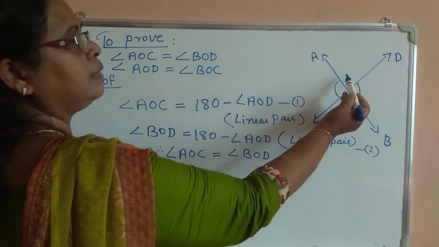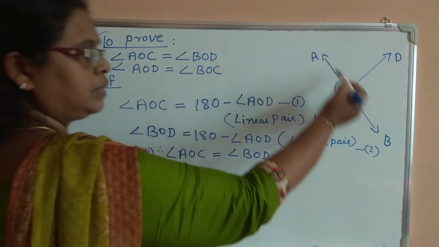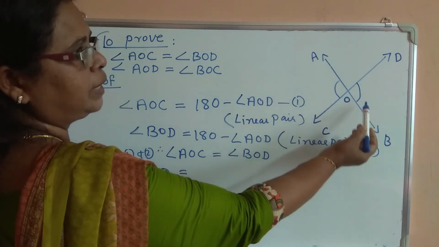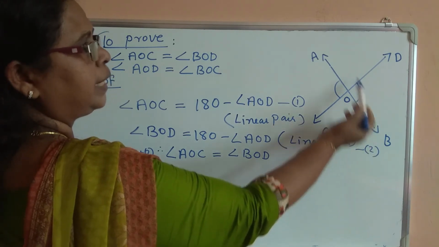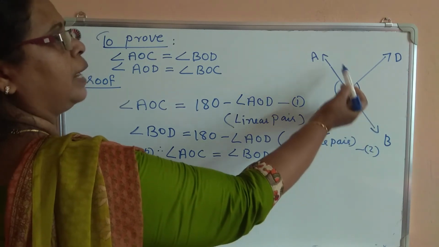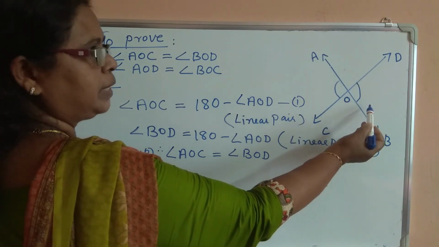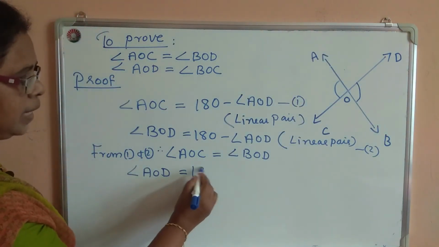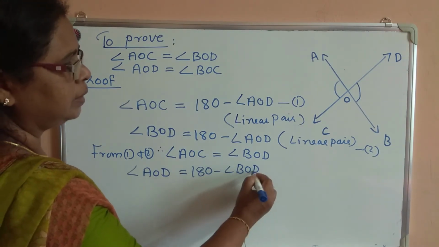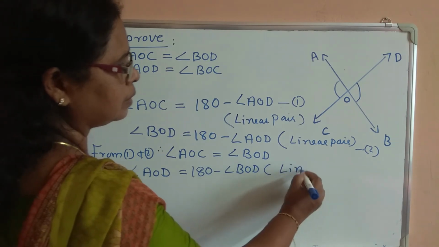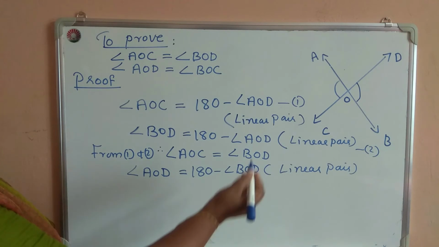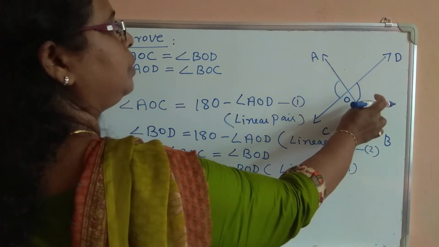Take the straight line AB itself. What about angle AOD? Is it 180 minus BOD? AOD and BOD lie on a straight line. They are a linear pair. So angle AOD is equal to 180 minus angle BOD. Reason? Linear pair. Angle AOD is equal to 180 minus angle BOD.